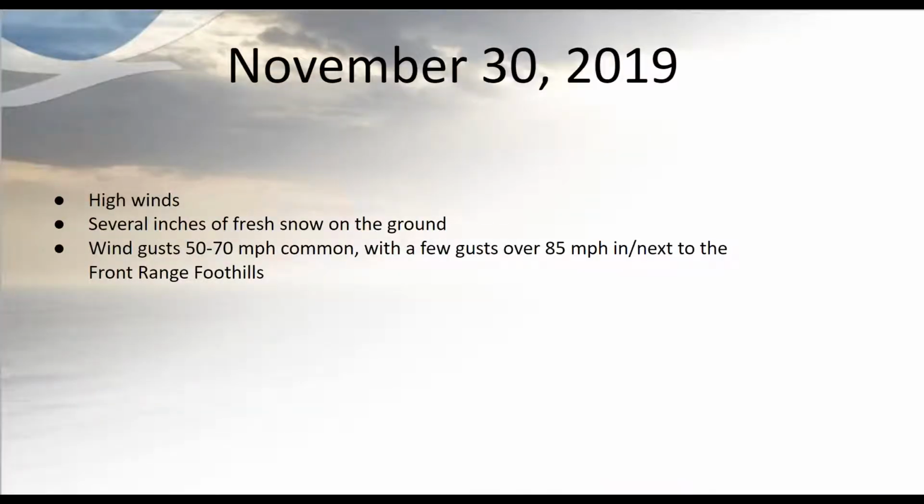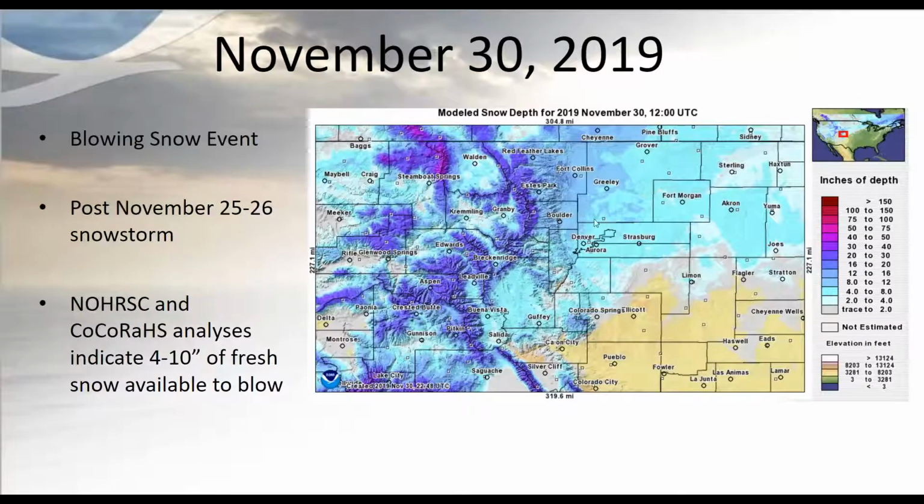And last event I'll cover here is the November 30th. Just recently here, a recent high wind event we had with several inches of fresh snow on the ground. Again, really high winds. This was more of a wind event, not combined with falling snow. So this is a whole different category from our March blizzard. Looking at the snow risk analysis here, you'll note across most of northeast Colorado, there's roughly about 4 to 10 inches of loose snow to blow. This was a few days after our big storm we had on November 25th and 26th. So a lot of loose snow, which was really atypical for us here.